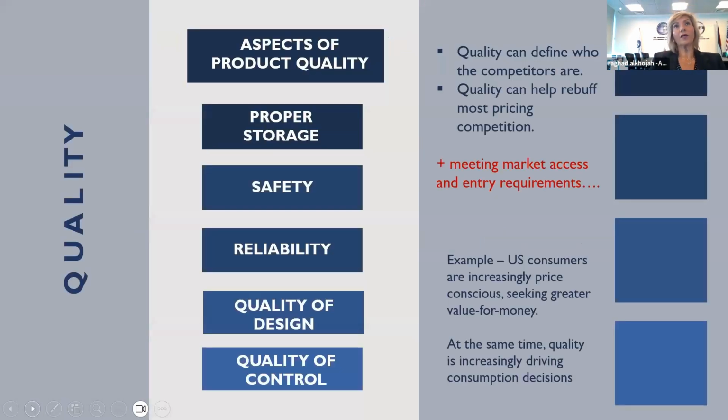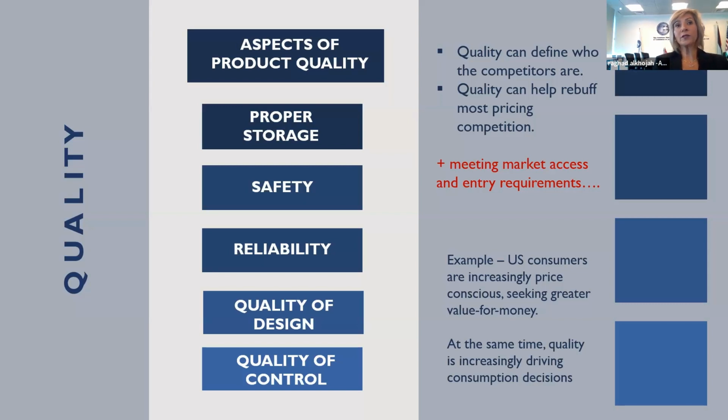Quality can define who the competitors are, and quality can help rebuff most pricing competition, because you need to do some research, and we always encourage you to do some desk research, find out who your competitors are and what price they are selling at. A very simple way to do that is to go on the website of the buyers that you're targeting, wholesalers, e-commerce platforms, and that way you can reverse engineer it to see how you can do your costing and fix your profit margins to be able to meet market access and entry requirements.